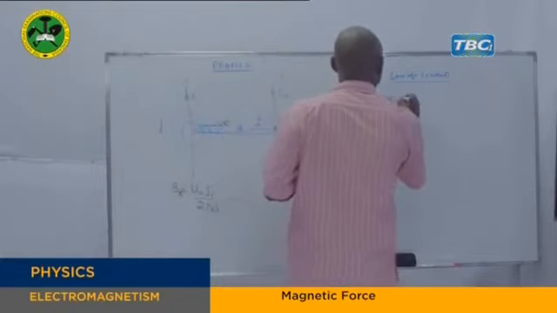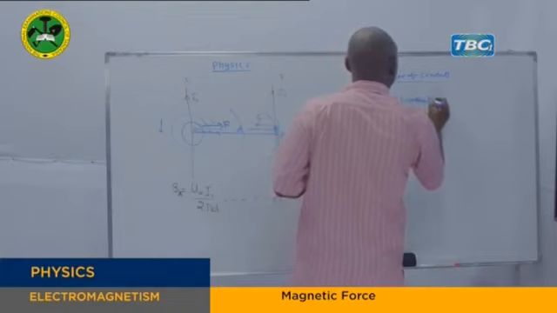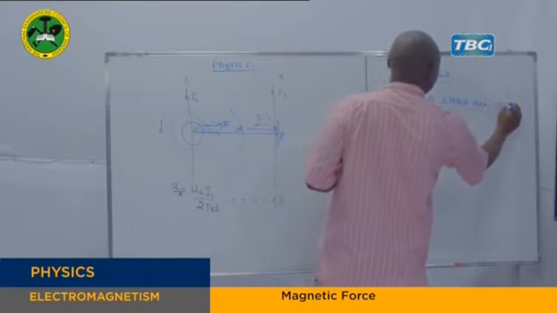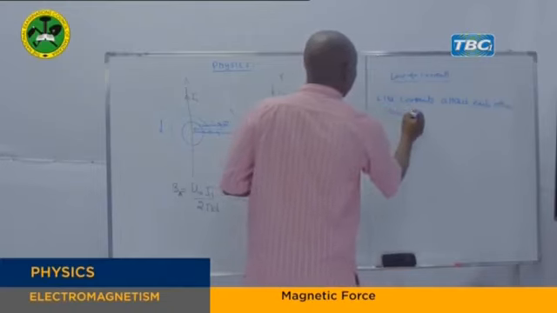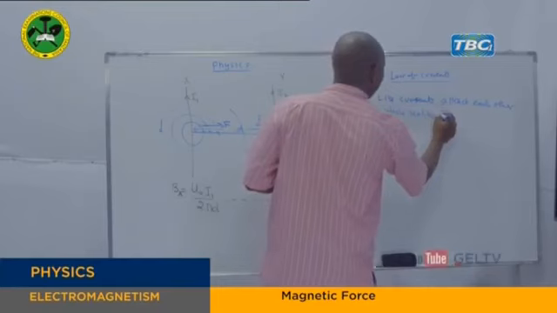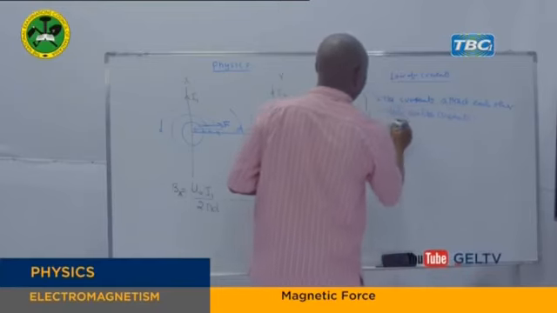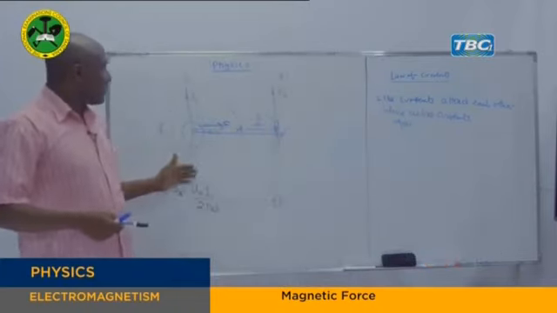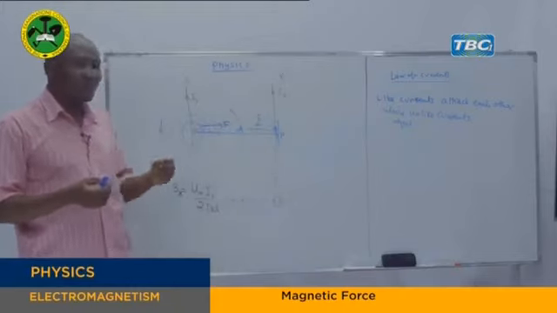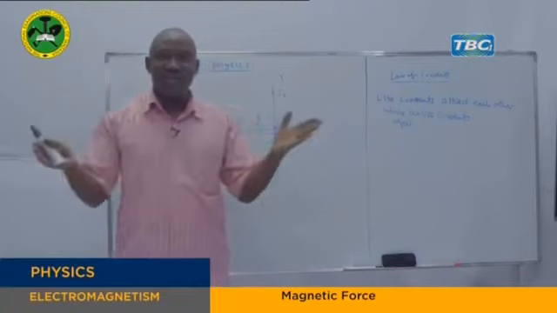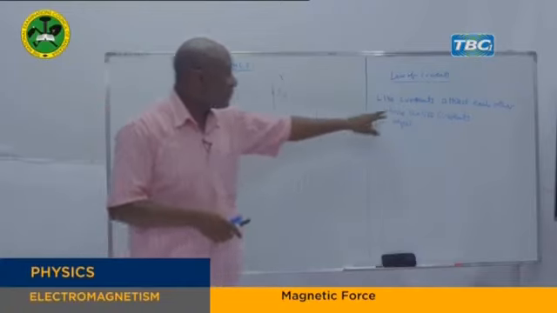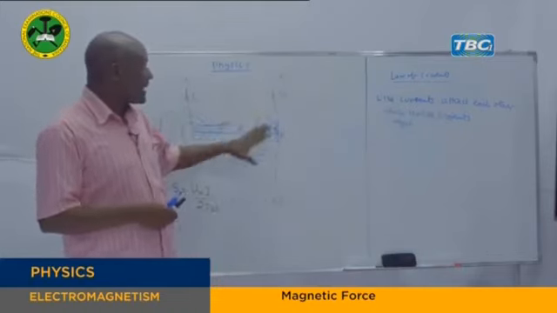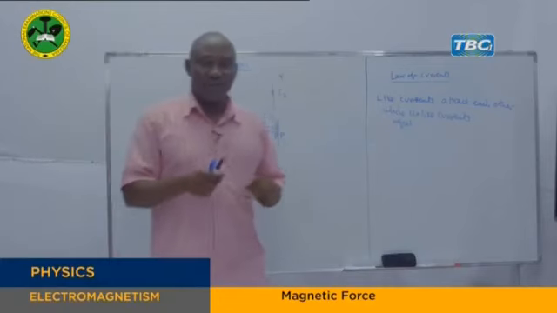Like currents attract each other, while unlike currents repel. So like currents, meaning currents flowing in the same direction, attract each other. There must be a force of attraction, but for currents moving in opposite directions, there will be a repulsive force. So you can talk of attraction, or you can have repulsion. Now, that's how you discuss the magnetic forces.